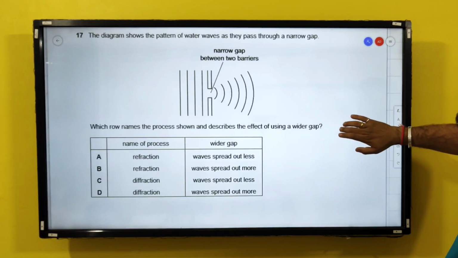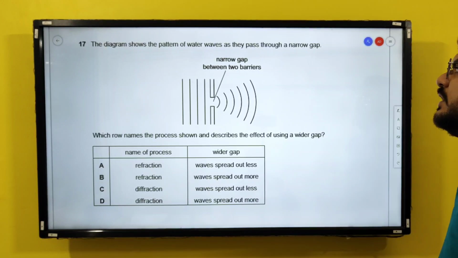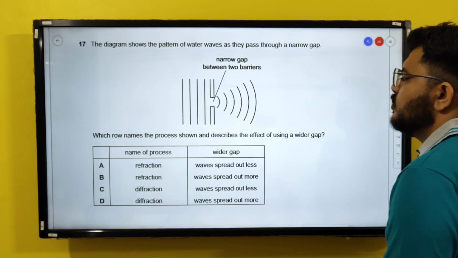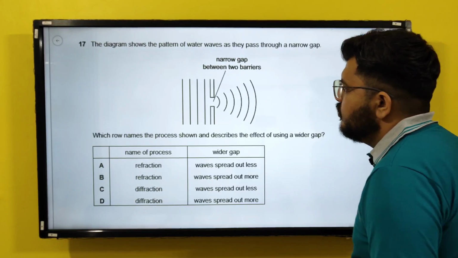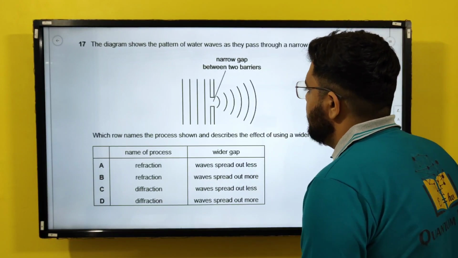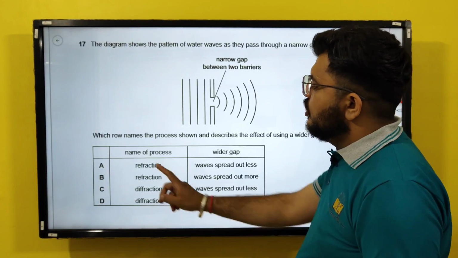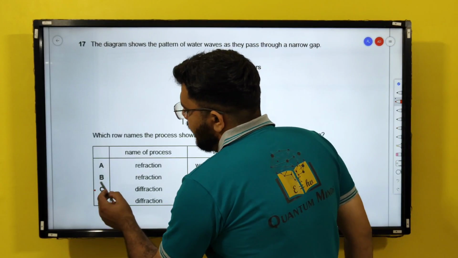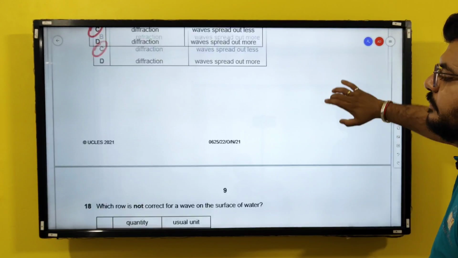Then question 17. Diagram shows pattern of water waves as they pass through a narrow gap. Which row names the process shown and describes the effect of using a wider gap? If you use a wider gap, what will happen? The spreading will decrease, right? What is this spreading? The spreading is known as diffraction. So name of process diffraction, and wider gap, the waves spread out less. So option C is your correct answer.